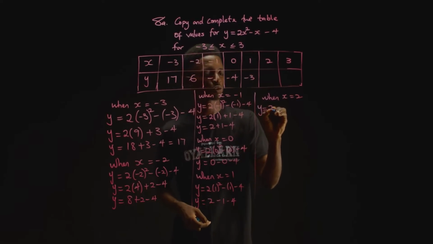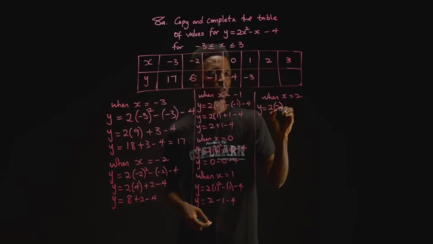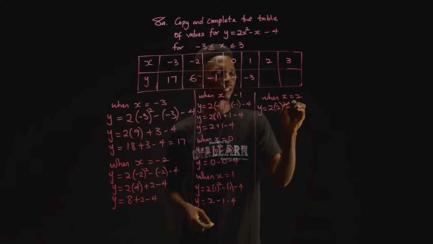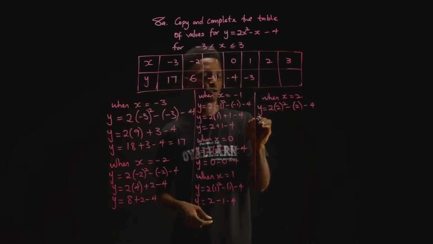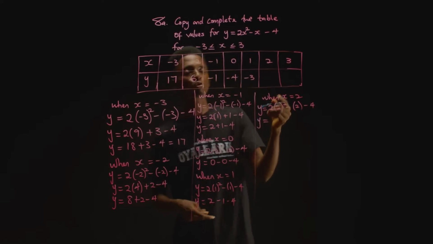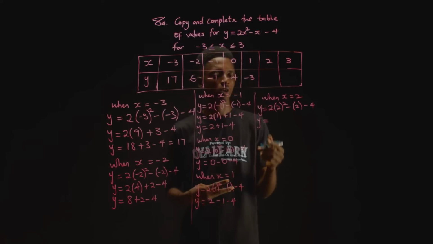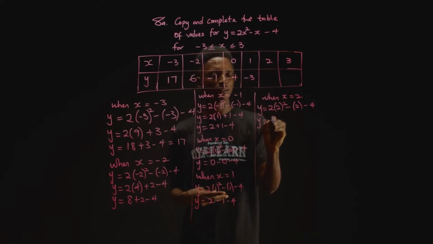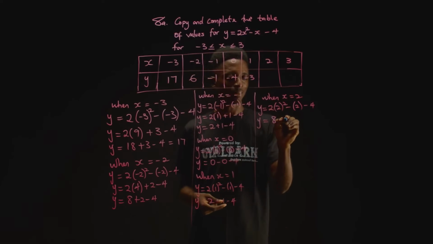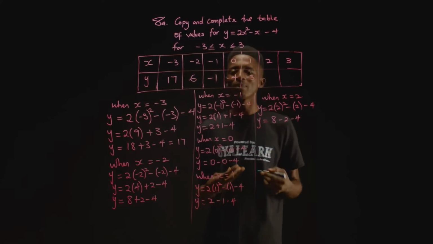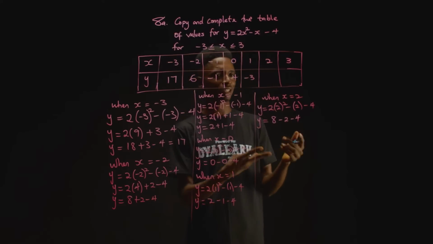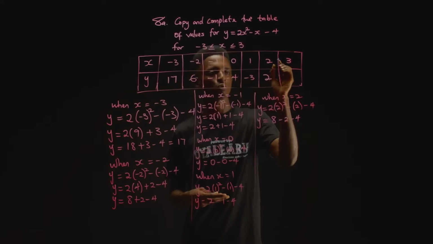y equals 2 into x, which is 2 squared minus, open bracket, 2, and then minus 4. So y equals, now 2 squared would give us 4. 4 times 2, and we have 8. 8 minus 2 minus 4, right? And then 8 minus 2 is 6. 6 minus 4 is 2.